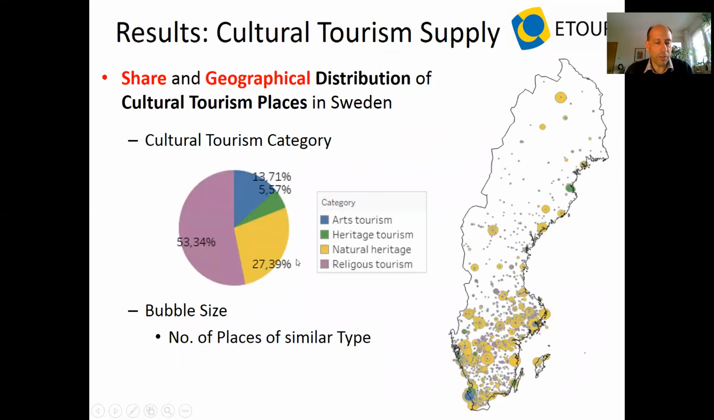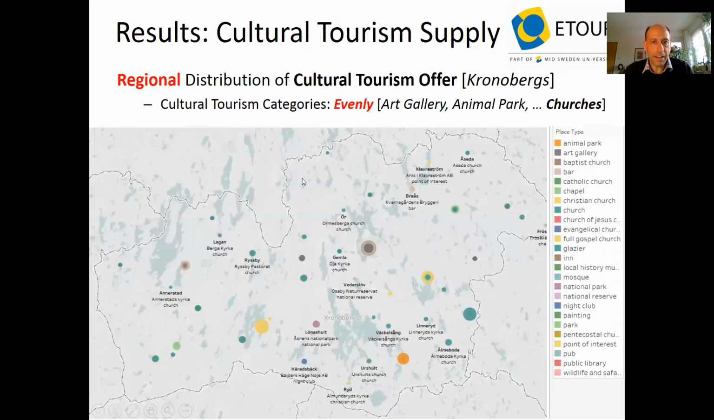Here we see the distribution of the cultural tourism supply over Sweden. We see that the religious tourism is dominant, followed by natural heritage and classical heritage tourism and arts tourism. And finally, here we can do a regional monitoring from a particular region, Kronoberg in this case, which shows a very evenly distributed cultural tourism dominated by art, tourism galleries, animal parks, and churches.